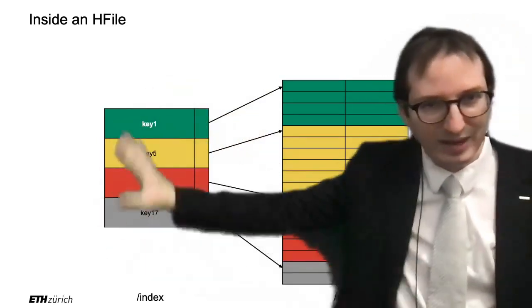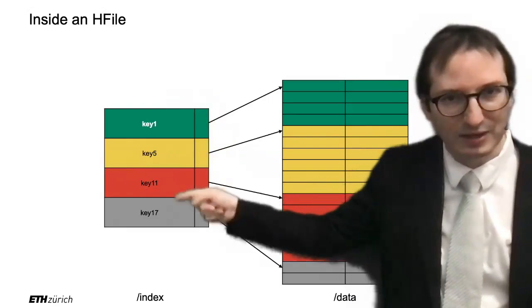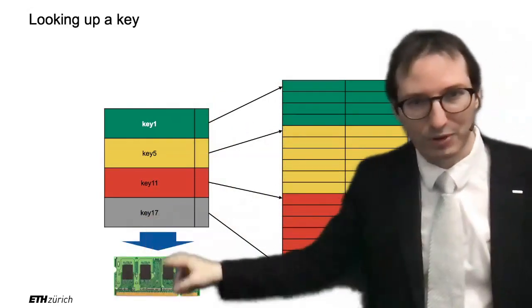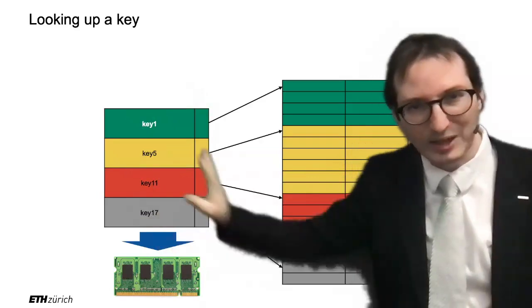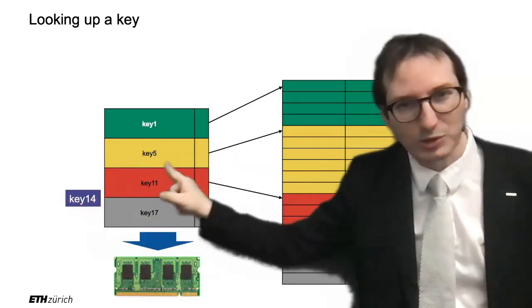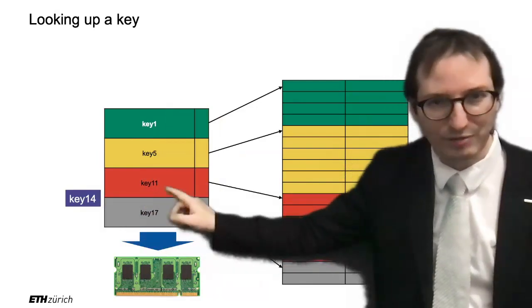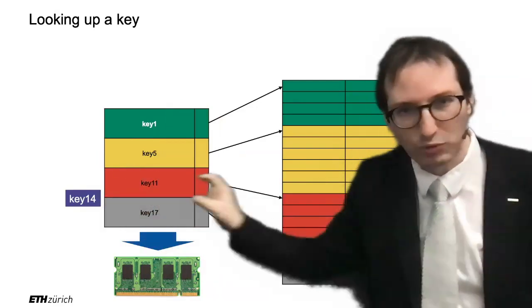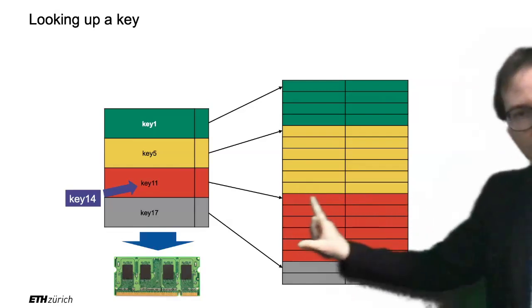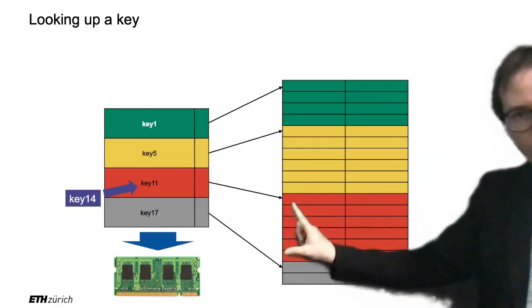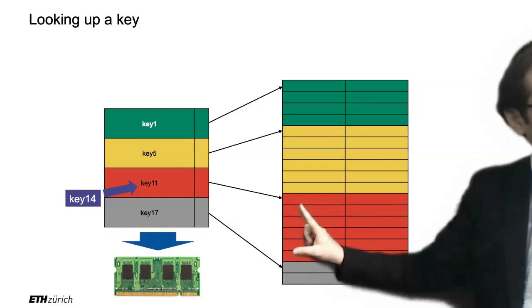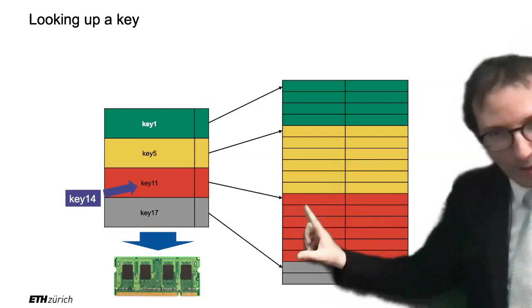You first look at the index that tells you what the boundaries are of the HBlocks, right? And then, for example, you load that index in memory. It's also in the HFile. You load it in memory, and then you look for key 14, for example. So you can very quickly see that it's between 11 and 17. So you know that it's going to be in this orange HBlock. So you just need to read this in order to open it, right? For whom does that make sense? All right.